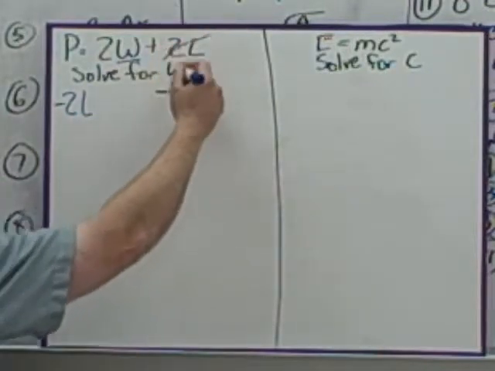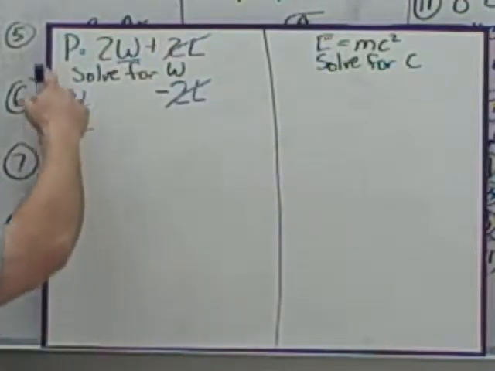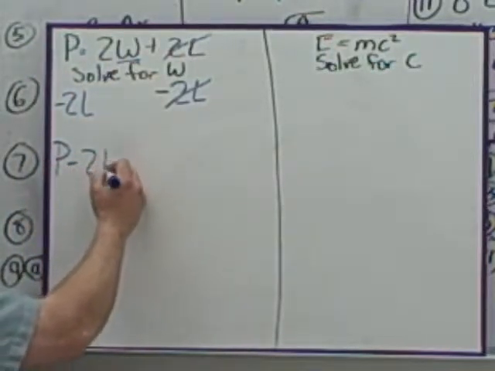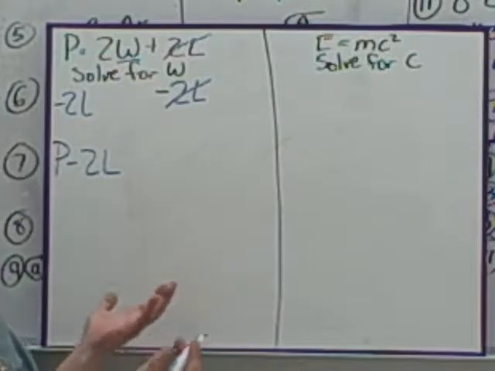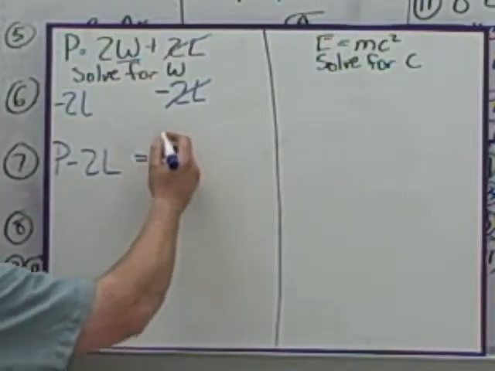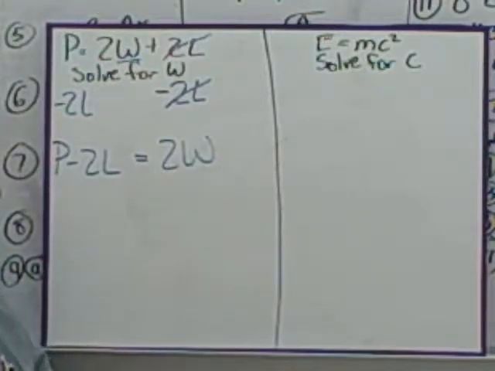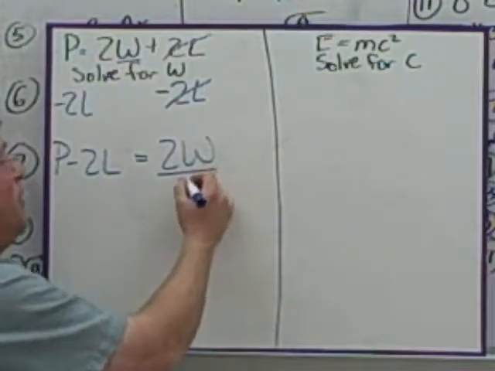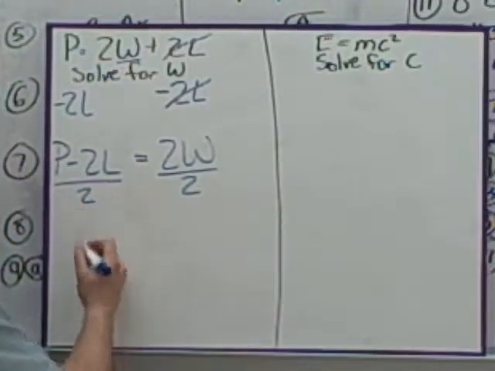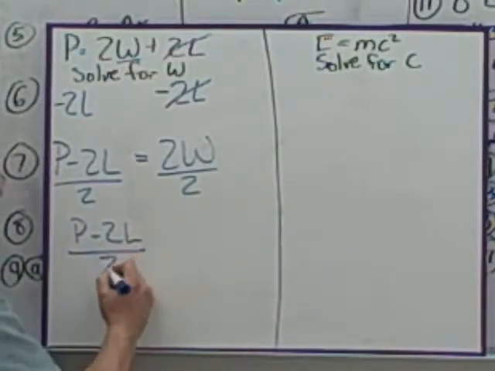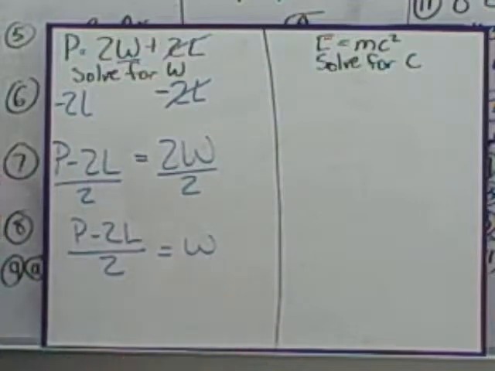When I do that, the 2l's will cancel out. P minus 2l is going to be P minus 2l. You can't subtract 2l from P. It stays like that. This side becomes 2w. W is not alone yet. It's got that times 2 there. We have to do the opposite of multiply, which is divide. So we divide by 2, and we get P minus 2l over 2 is equal to w.